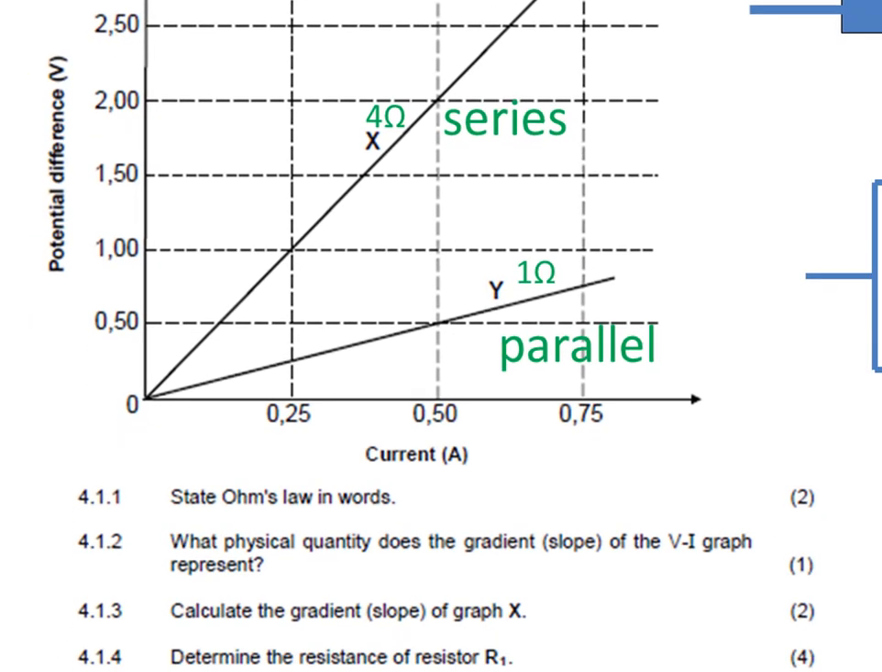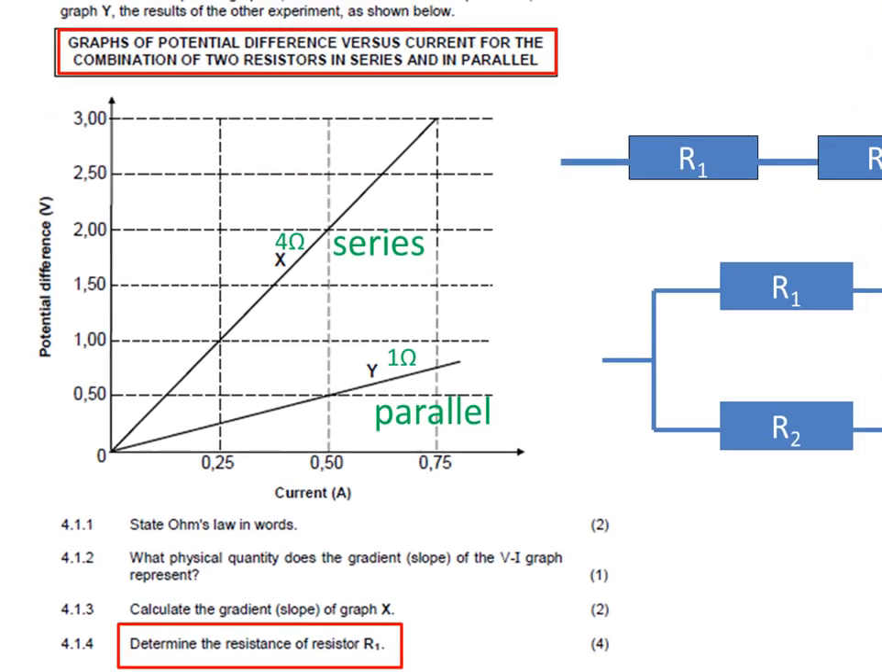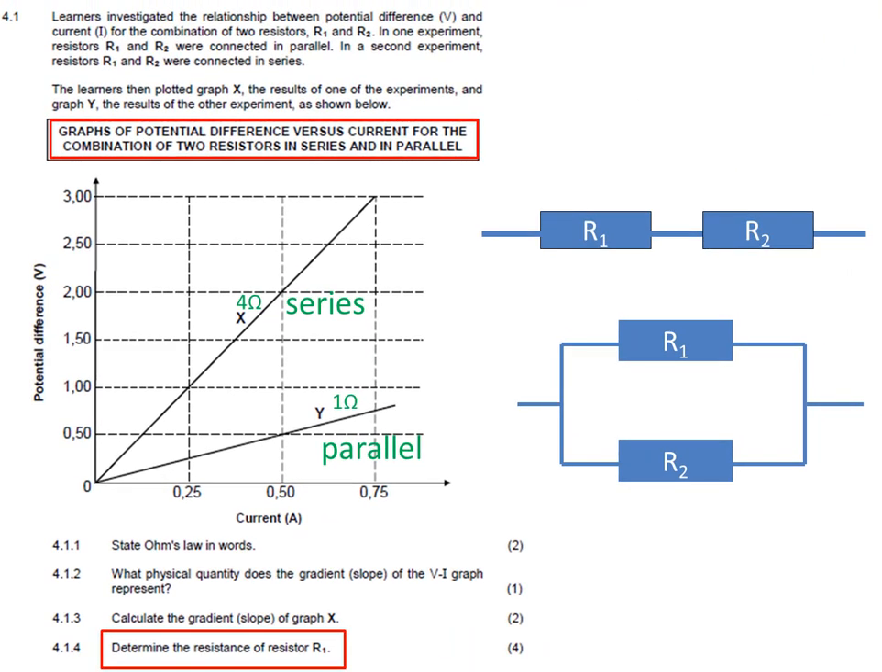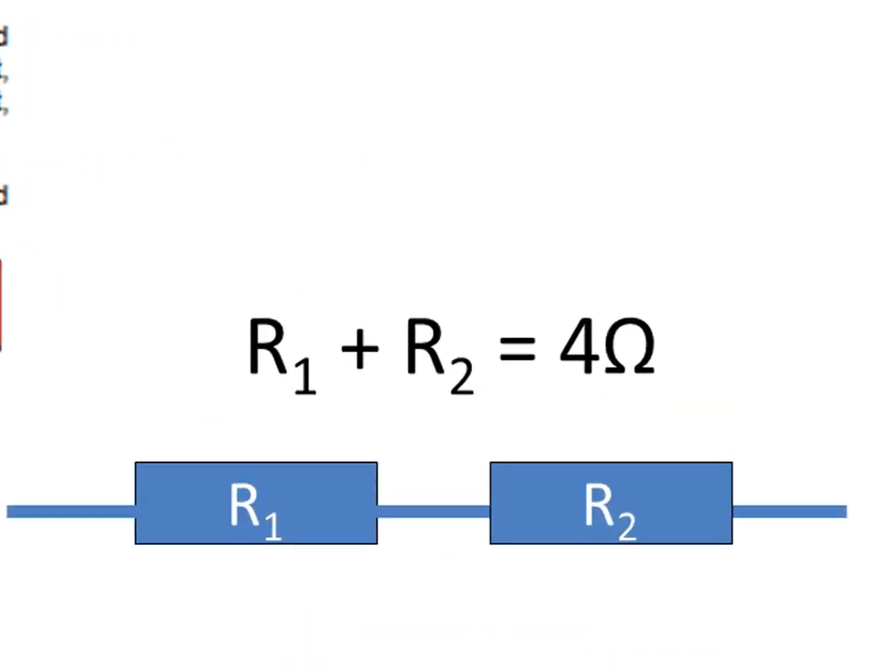So now we're ready to answer the final question. Determine the resistance of R1. The question could just as well have asked, determine the resistance of R1 and R2. Try to answer this yourself first. Give the formulae for calculating total resistance for resistors in series and in parallel to help you. The total resistance for the series arrangement is 4 ohms, and this must equal the sum of the resistances. So we know that R1 plus R2 equals 4 ohms.